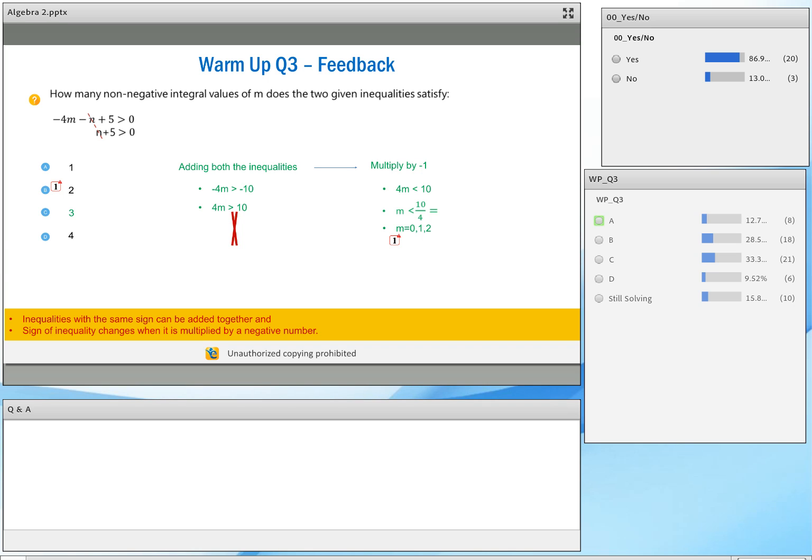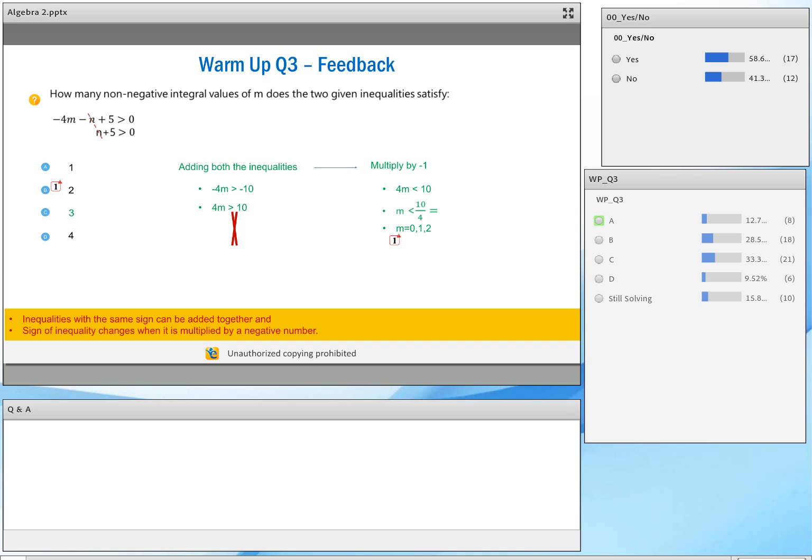How many of you made the mistake of not considering 0 as a non-negative integer? I'm pretty sure all of those who selected choice B made that mistake. So where you faltered was that you knew how to solve inequalities, but you weren't aware of the constraint that non-negative integer values places on the question.